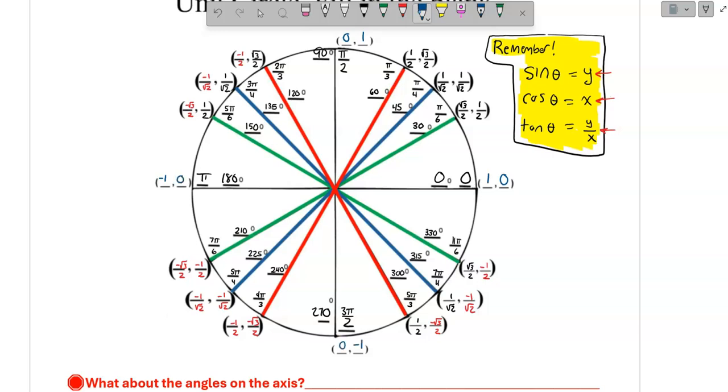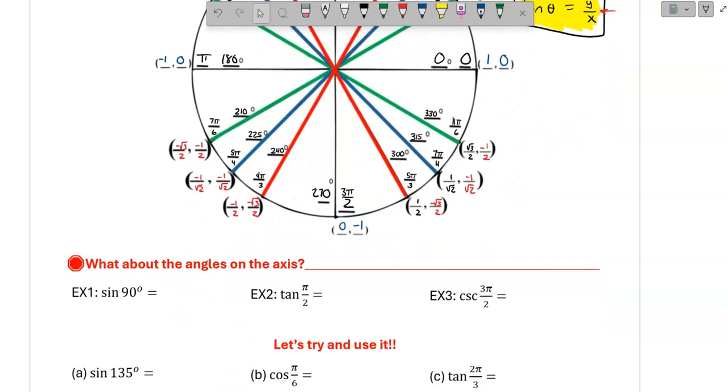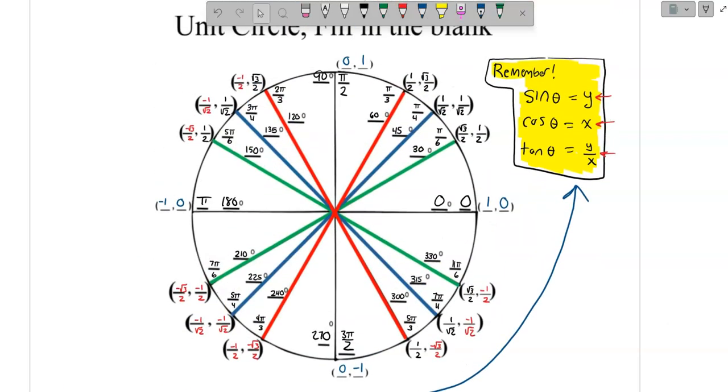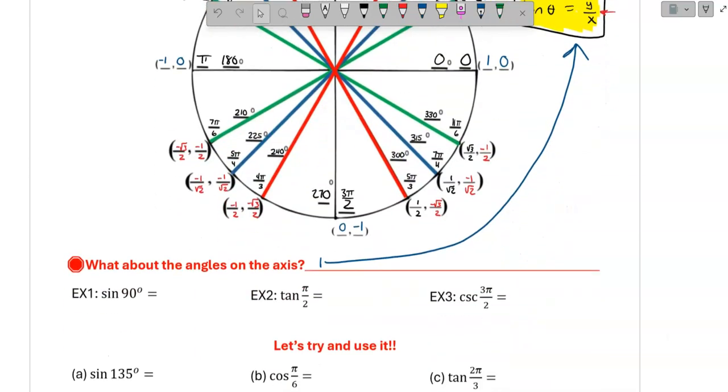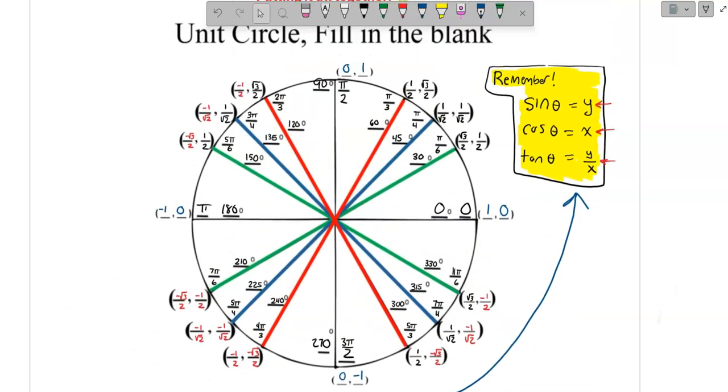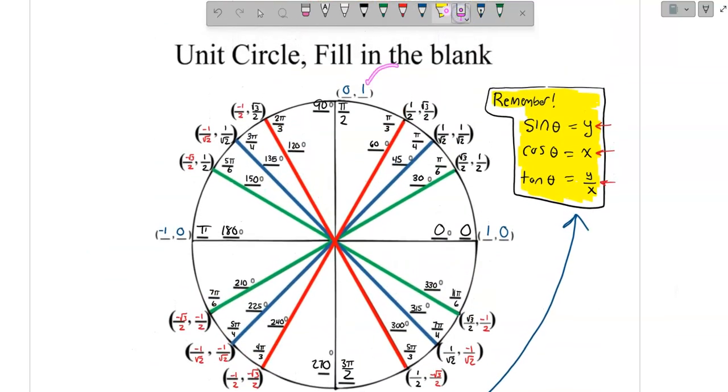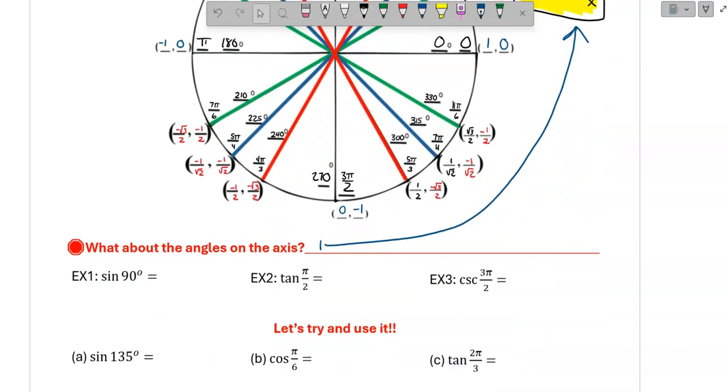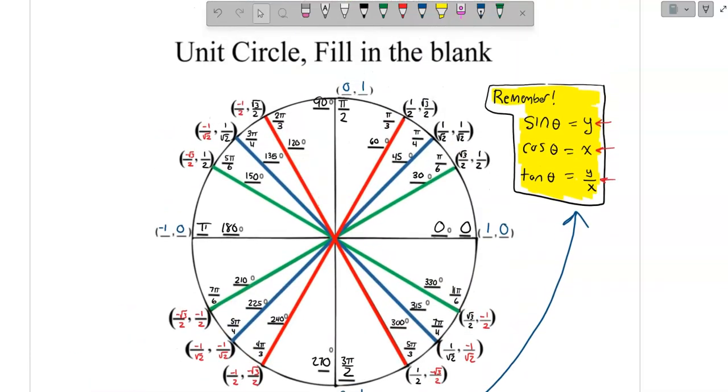And what I want you to remember as we look at those types of angles is don't forget what we set up here. I'm actually just going to draw an arrow up here because remember, sine is y, cosine is x, and tangent is y over x. So for example, if you're being asked to find sine of 90, well, I'm going to look up to 90, look at the y value here and say, oh, sine of 90 is just equal to 1. Done.